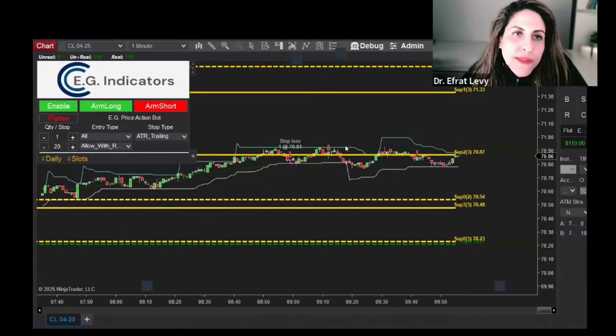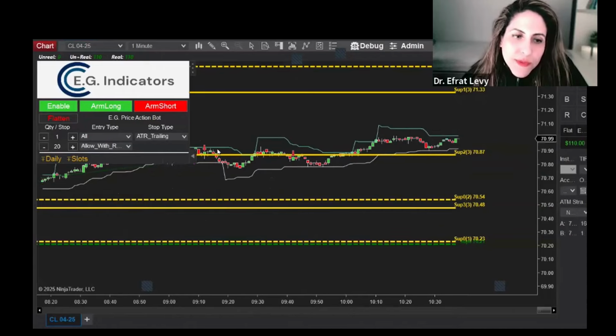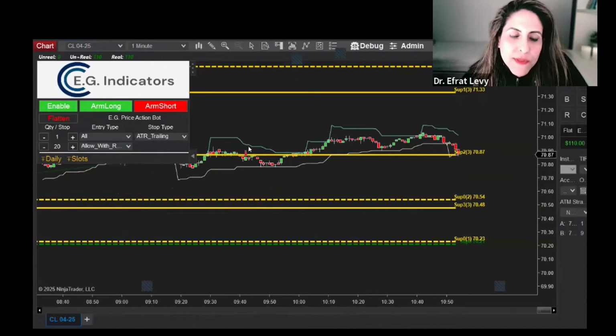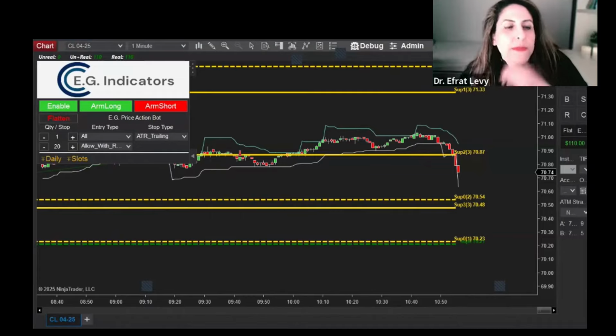Okay, so the signals here are the price action indicator signals that the bot should take the trades off, but because it already traded off this level too many times, it does not consider this level for entries anymore, which is very smart. Okay, so this is the price action bot today on CL.